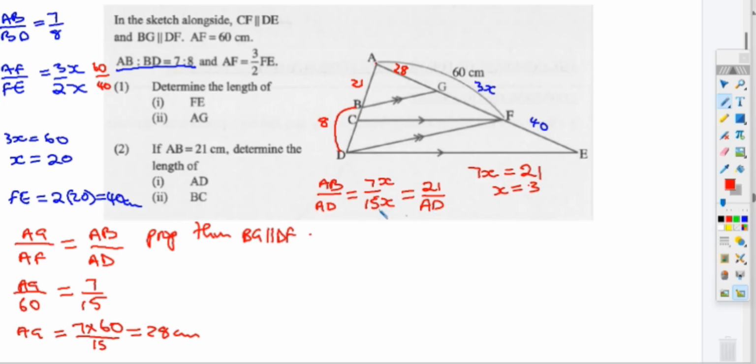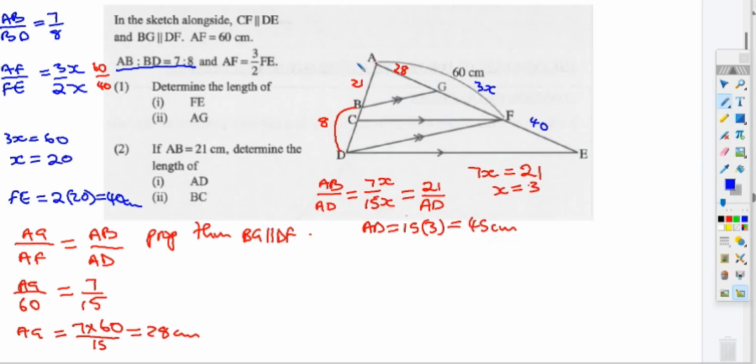So your AD is equal to 15x there. So AD should be equal to 15 times your x, which is 3 there. So your AD is 45 centimeters, right? AD is 45 centimeters. We could also do it a different way.